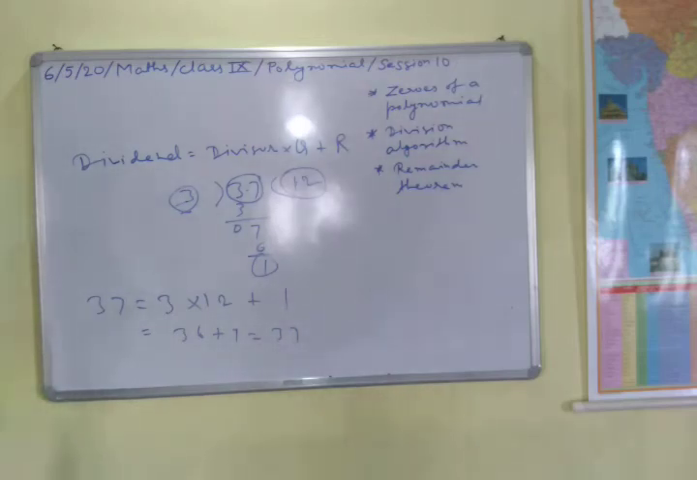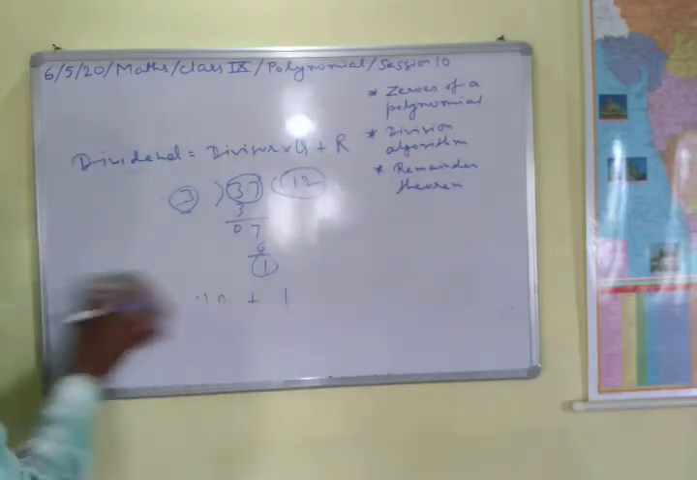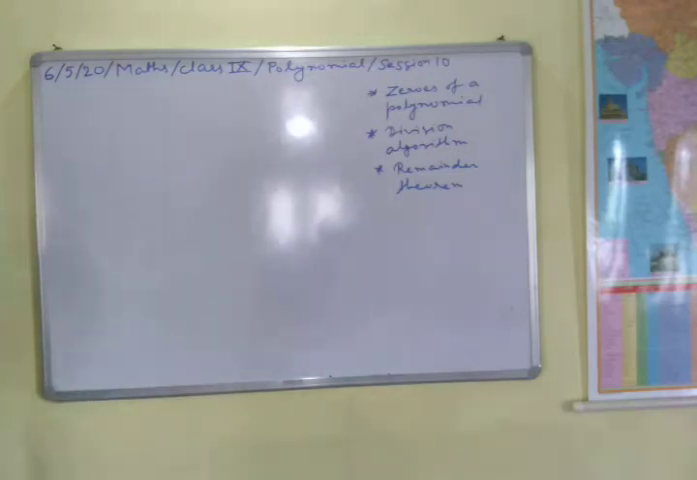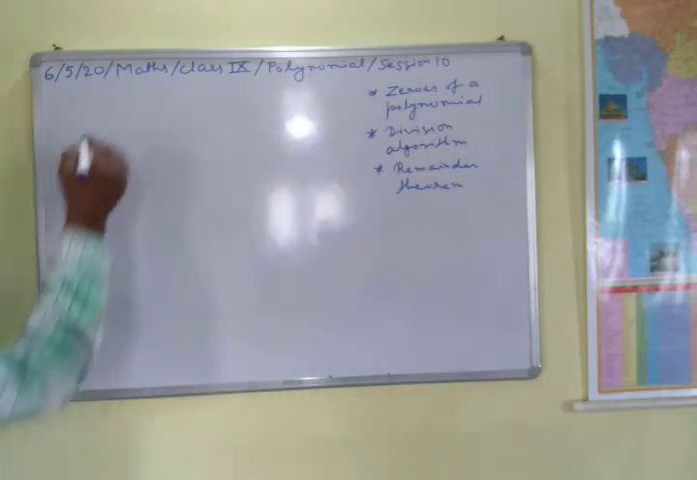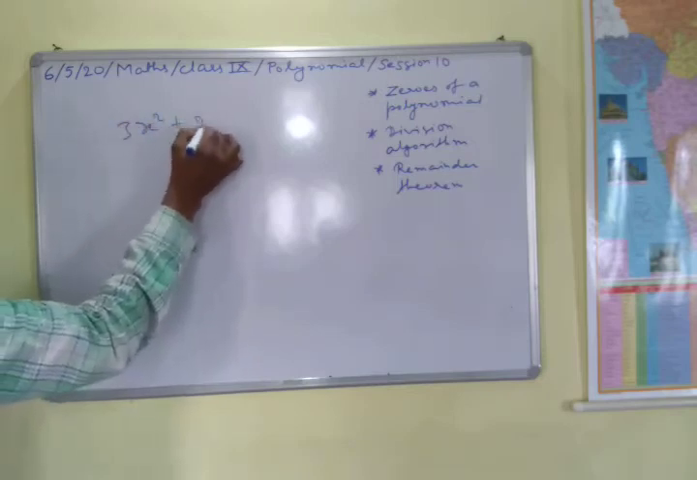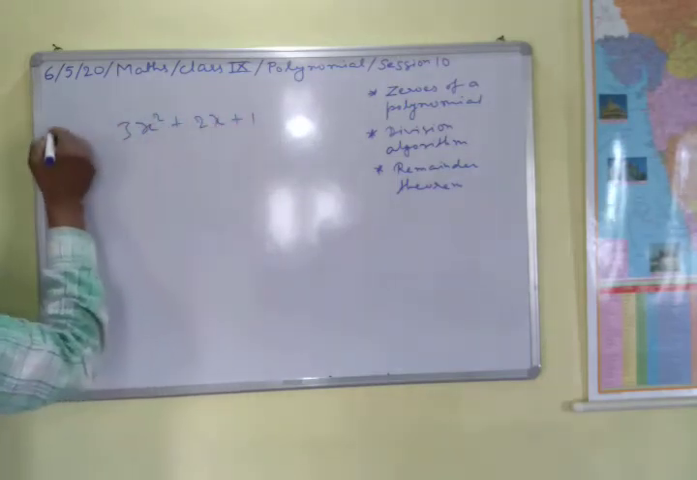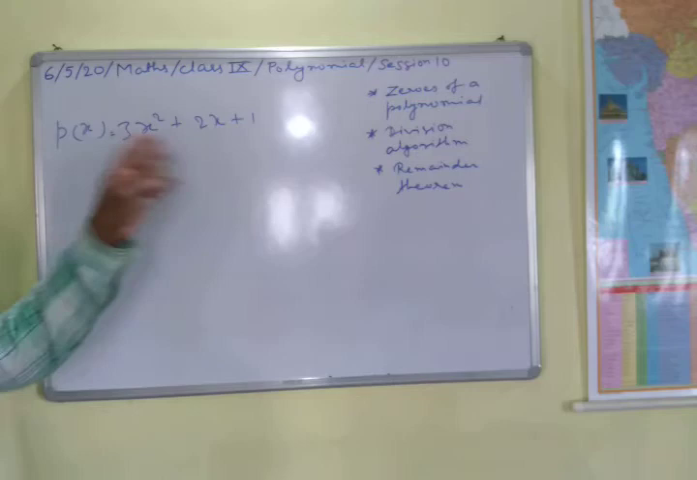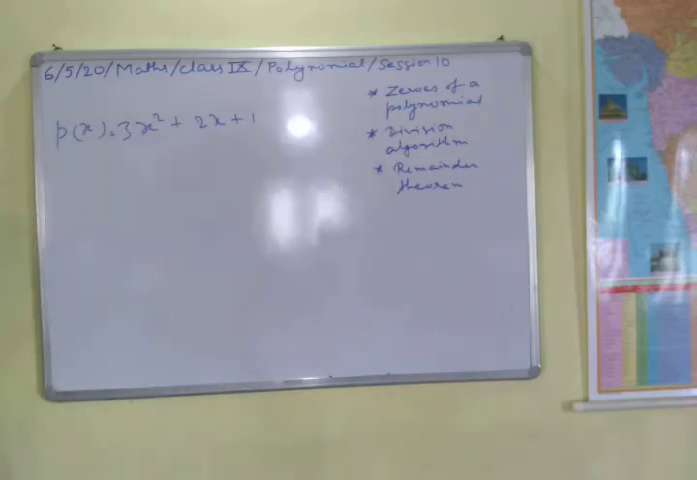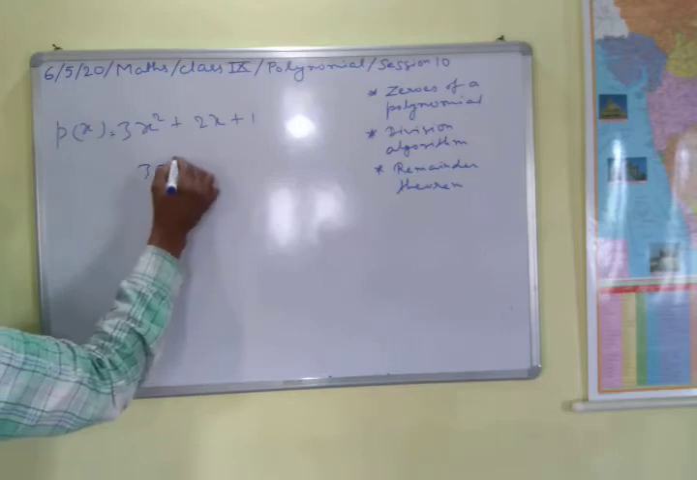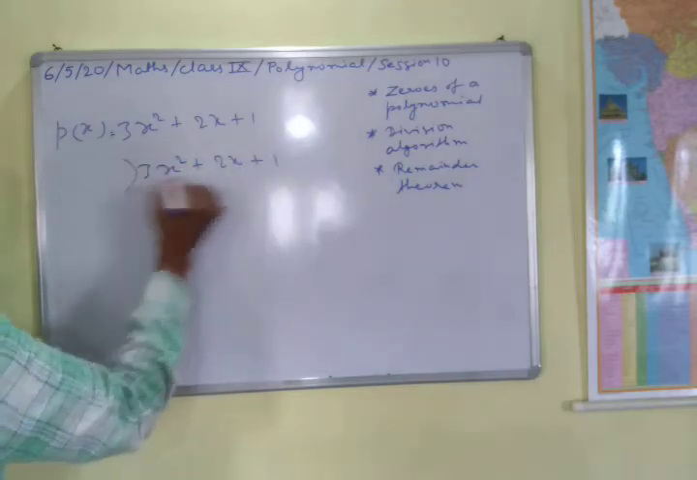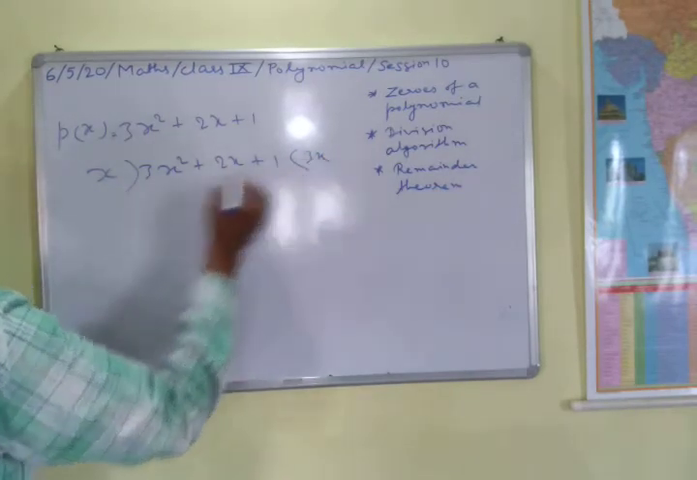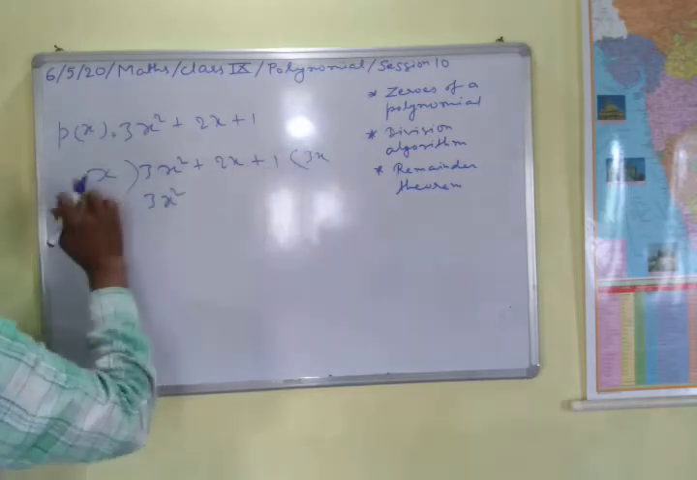So for example, take the polynomial 3x square plus 2x plus 1. Now this is, suppose, p(x), and we will divide this polynomial by, suppose, x. If you divide this by x, then what will happen? 3x square plus 2x plus 1 divided by x. Here it is 3x square, so we will take 3x, and 3x into x will be 3x square.